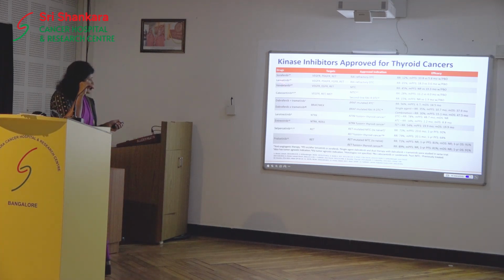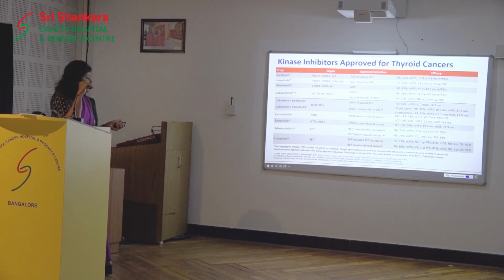Next, we have lenvatinib. Again, it is a multi-tyrosine kinase inhibitor approved in the same setting, radioiodine refractory differentiated thyroid cancer. A very good response rate of 65% and a median PFS of 18.3 months versus 3.6 months against placebo. Then we have vandetanib and cabozantinib. Cabozantinib is approved for radioiodine refractory DTC when progressed on first line sorafenib or lenvatinib, and vandetanib is approved only for medullary thyroid cancers.